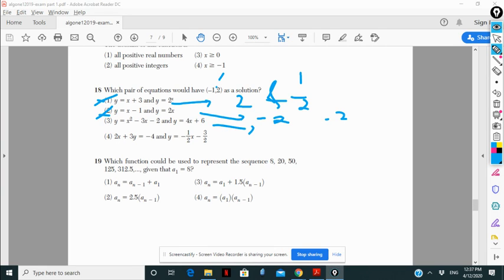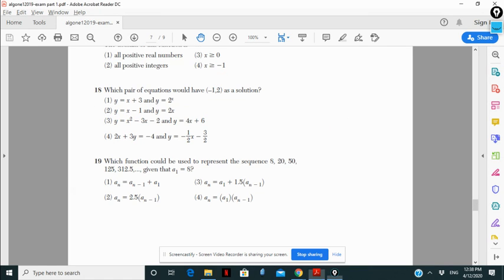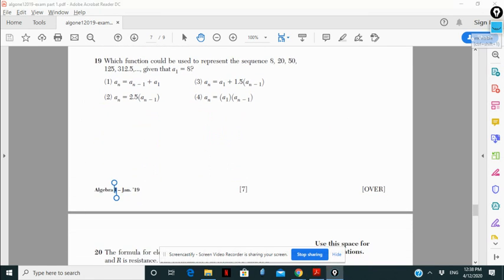So the second one is giving me 2, but for the first one, -1 squared is 1, plus 3 is 4, minus 2 is 2, so it's number 3. 18 is number 3. I just plug in. Okay, question number 19.